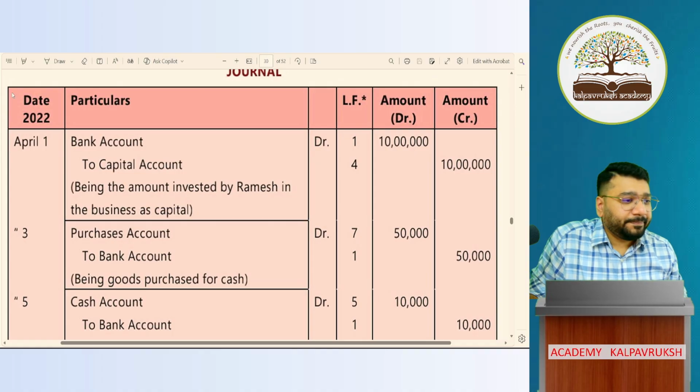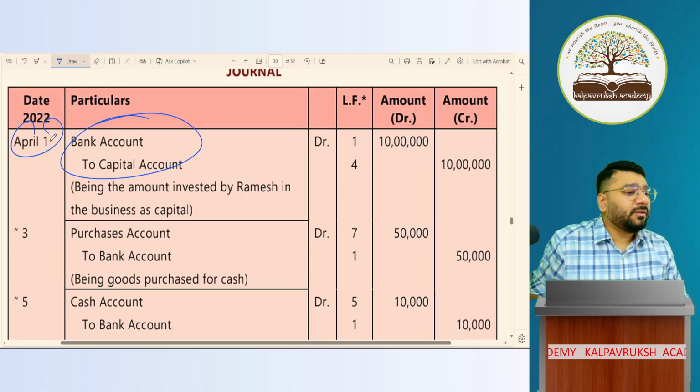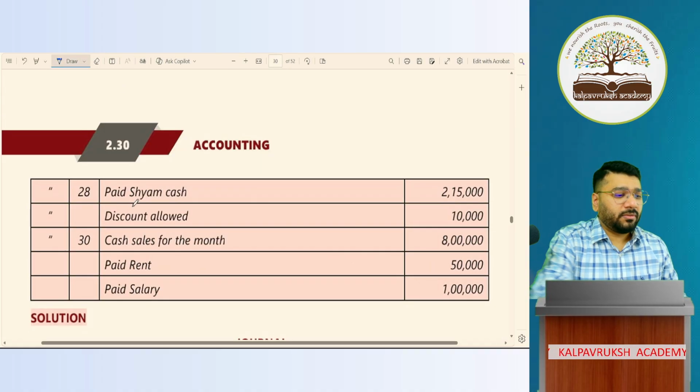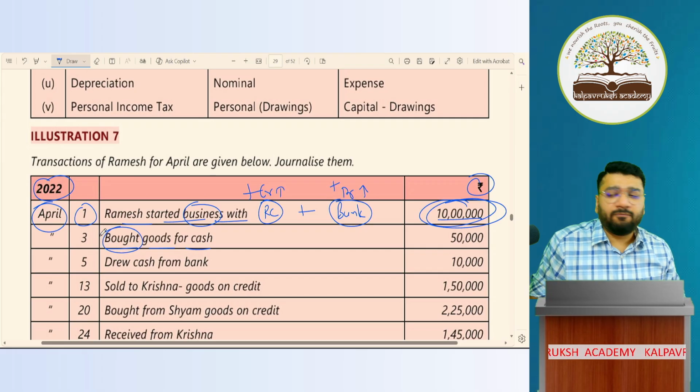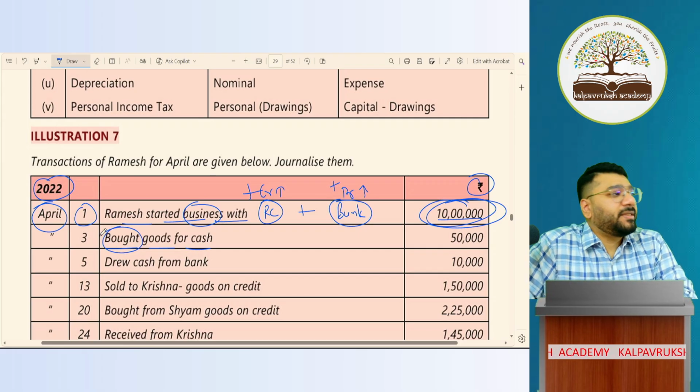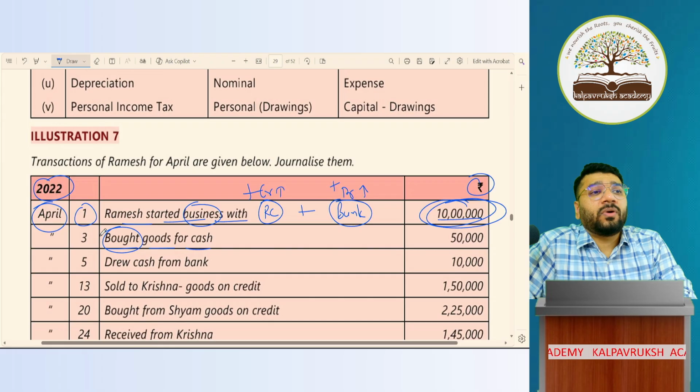Have you written this entry? April 1, bank to capital. Now, bought goods for cash. What is the meaning of bought? Purchase. Bought is plural. What is singular? Buy. Buy, bought.